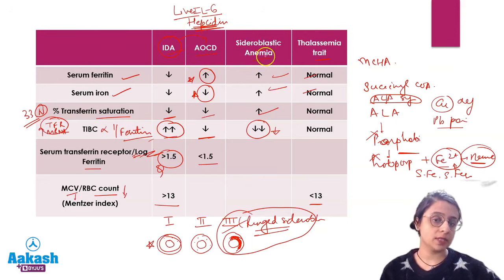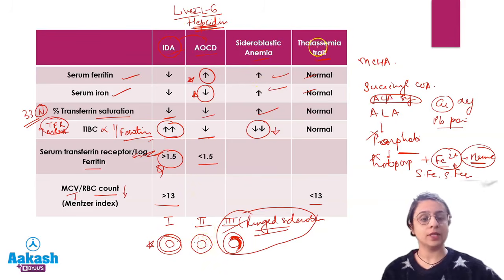Sideroblastic anemia we discussed. We have also discussed the appearance of various sideroblasts on bone marrow aspiration and thalassemia trait. We have discussed the Mentzer index, right, and how you can differentiate these 4 important causes of microcytic hypochromic anemia, right?